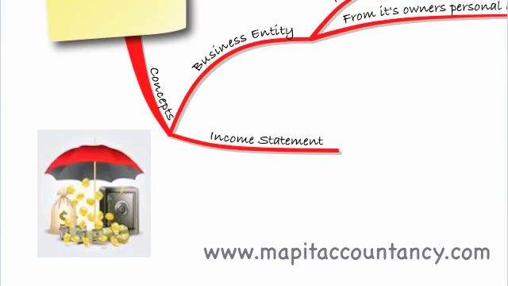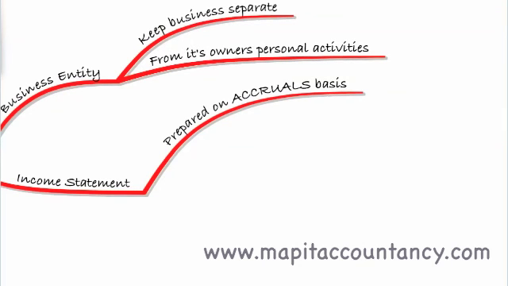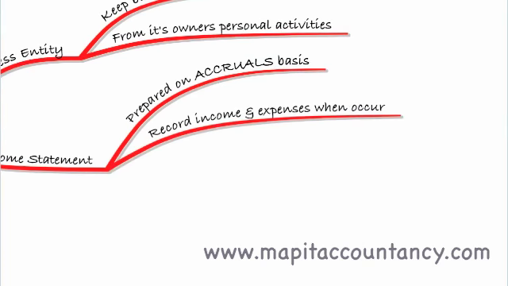The income statement. Well, remember that the income statement is the performance in the year. And one of the key concepts that we're going to learn about here is that it's prepared on the accruals basis. Now, what does the accruals basis mean? Well, the accruals basis means that we record the income and expenses when they occur. So let's say, for example, we sold some goods on the last day of our accounting period, but we didn't receive the money until the following week.